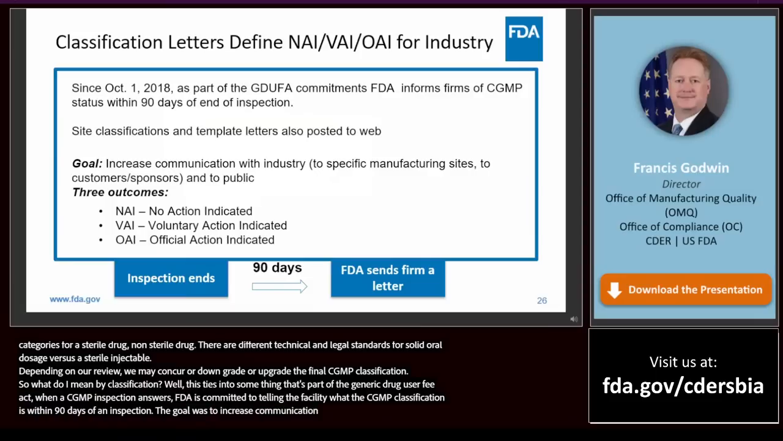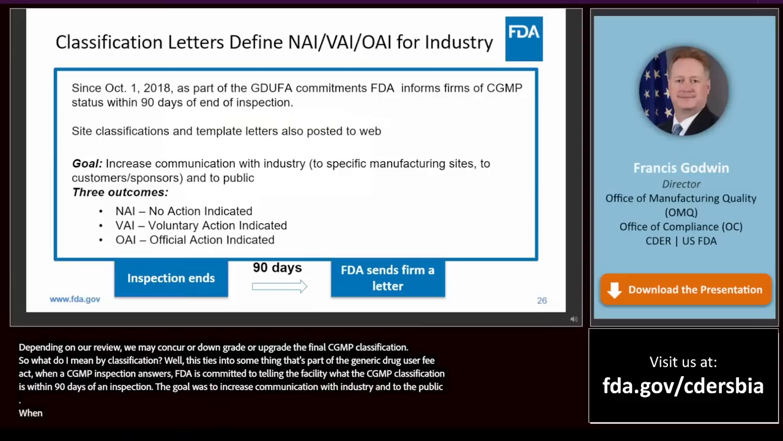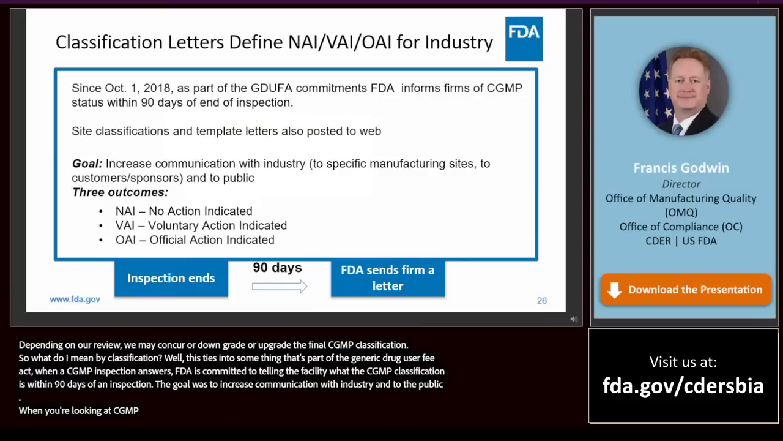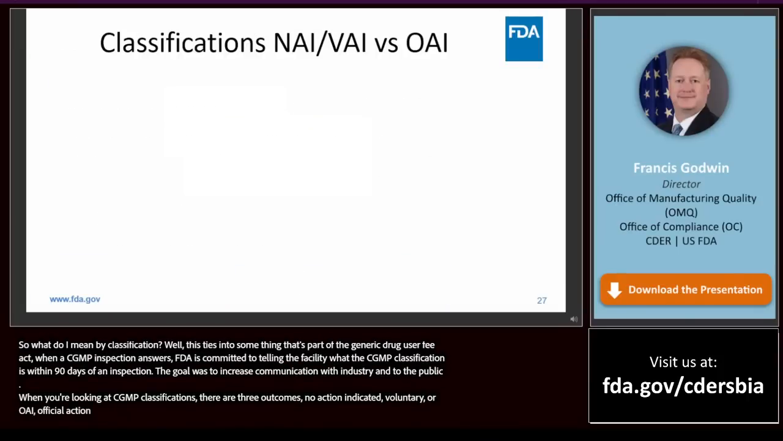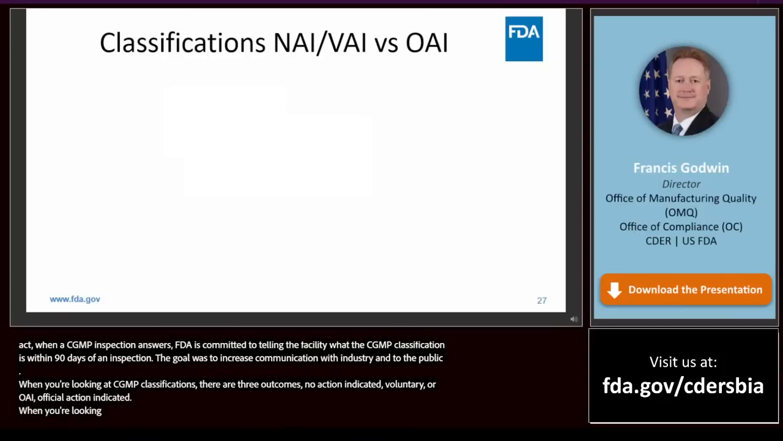Now, when you're looking at CGMP classifications, there are three outcomes. The first is no action indicated, also known as NAI. There's voluntary action indicated, aka VAI. And then the third one is OAI, or official action indicated. Now, when you're looking at different classifications, there's different ramifications for each one.